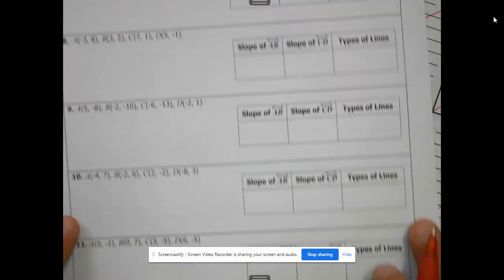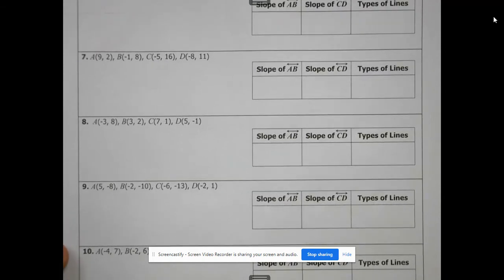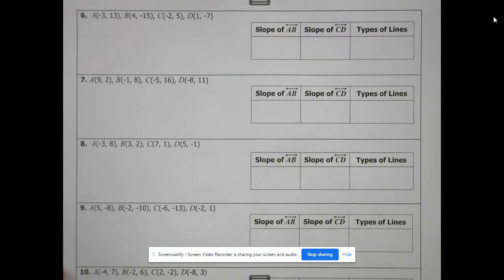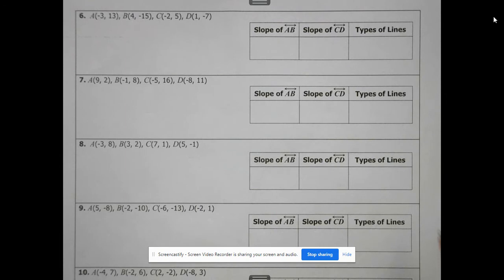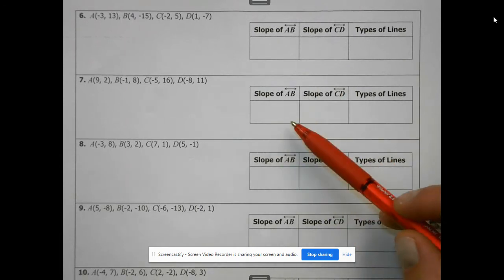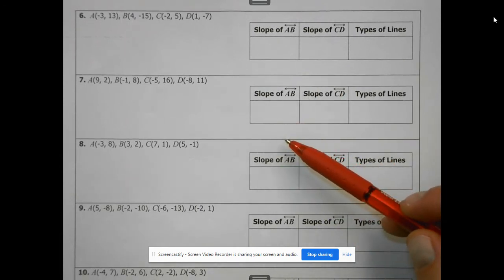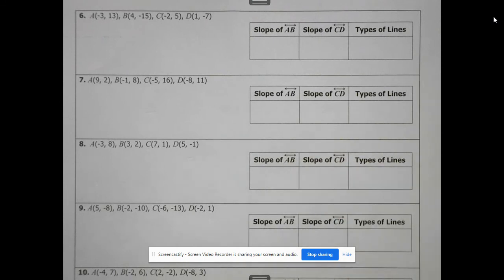This next page in your notes is the same thing that we just covered for numbers 1 through 5 on the previous page. If you're interested in doing this for some more practice, the key has the worked out solutions for numbers 6 through 12 as well. That is it for parallel lines and perpendicular lines.